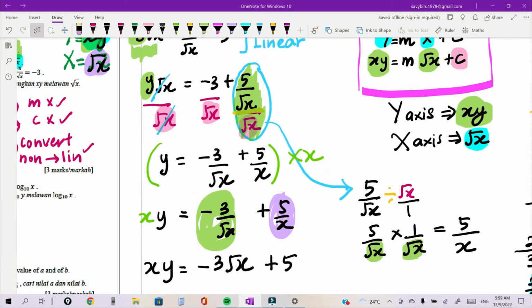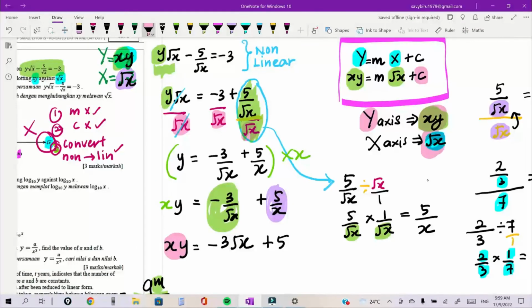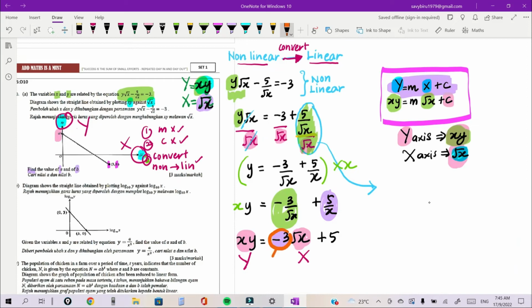Okay, once again, y axis kita nak xy, so dah done. X axis kita nak sec x, so dah this one. So this is your y axis term, this is your x axis term, meaning that this value is the gradient. Okay, always write in the form of y equals mx plus c. So your gradient is negative 3 and your y-intercept is 5.